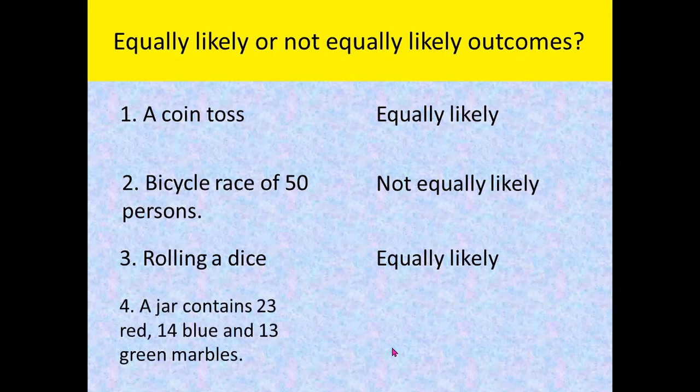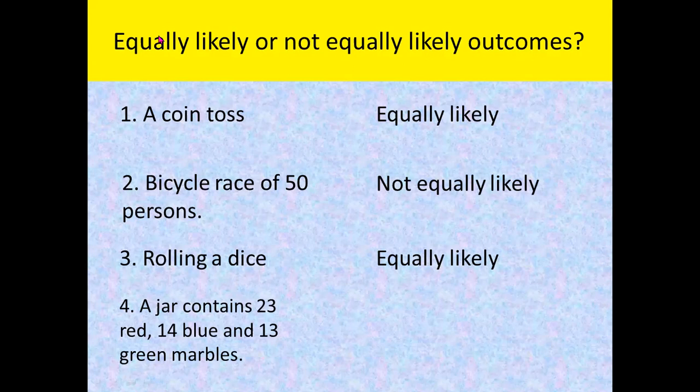Kung Fu, equally likely or not equally likely? Where are you, Kung Fu? All right, Otto, equally likely or not equally likely? Number four. Otto? Oh, where are you? Okay, so what is that one? Equally likely or not equally likely? Number four. Equally. Again? Equally. Okay, what about Dean? What is your answer? Equally likely or not equally likely?